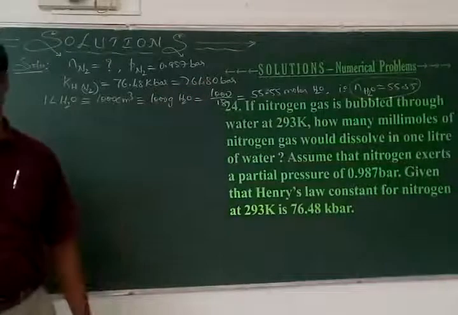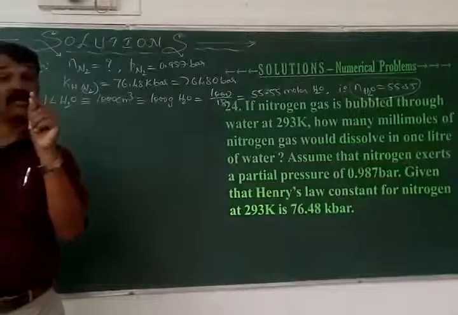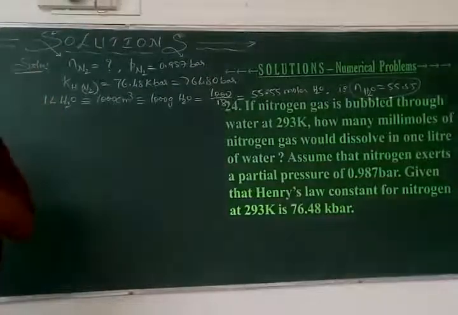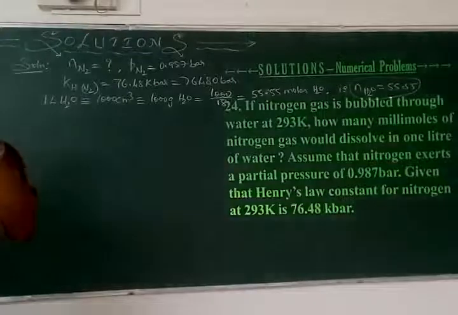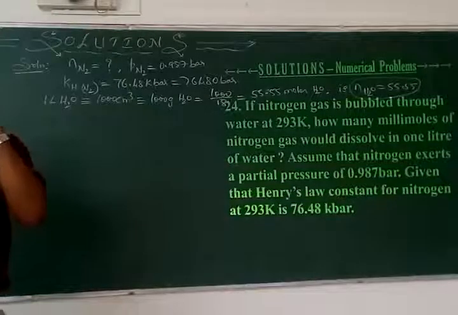It is 55. So 1 liter of water is always 1000 ml, and 1000 ml means 1000 grams. Why is 1000 ml equal to 1000 grams? Because, as I already mentioned, the density of water is equal to how much?